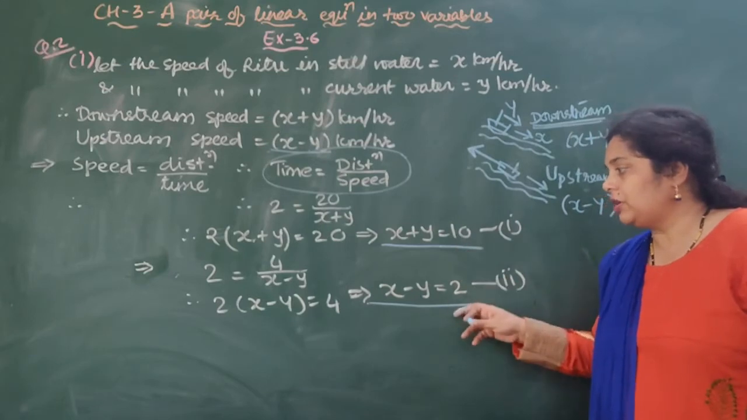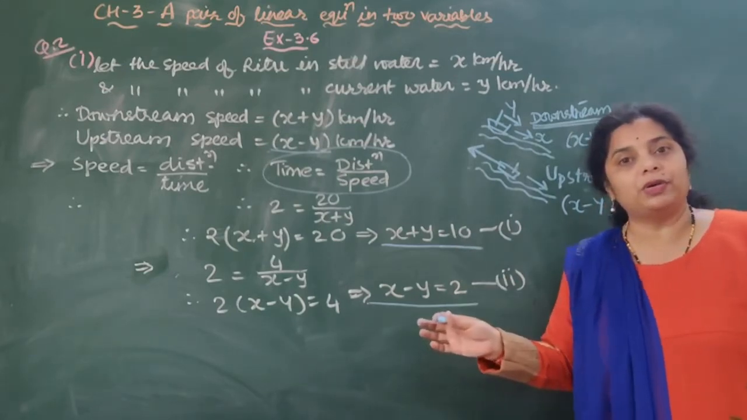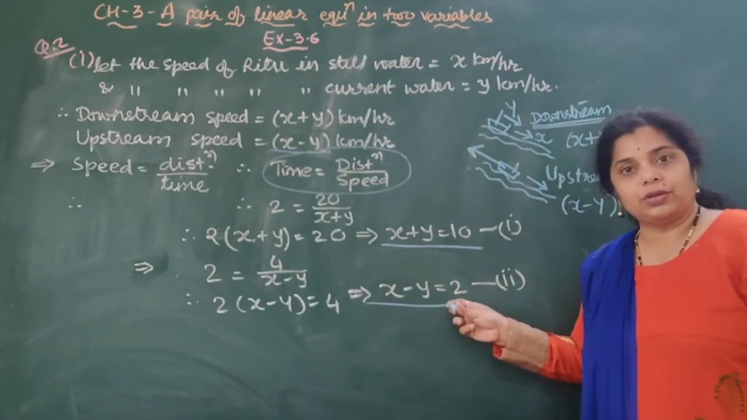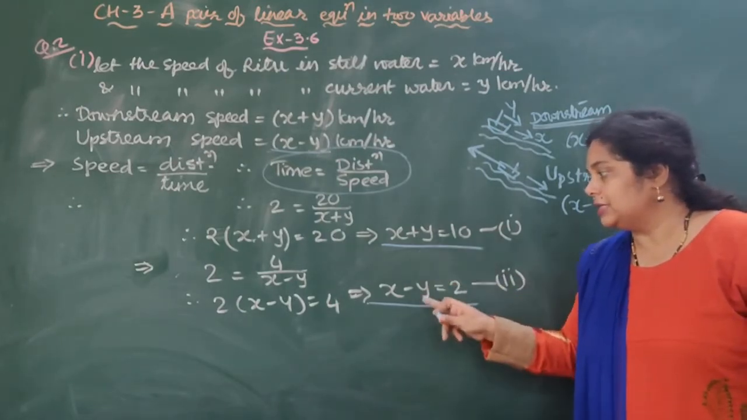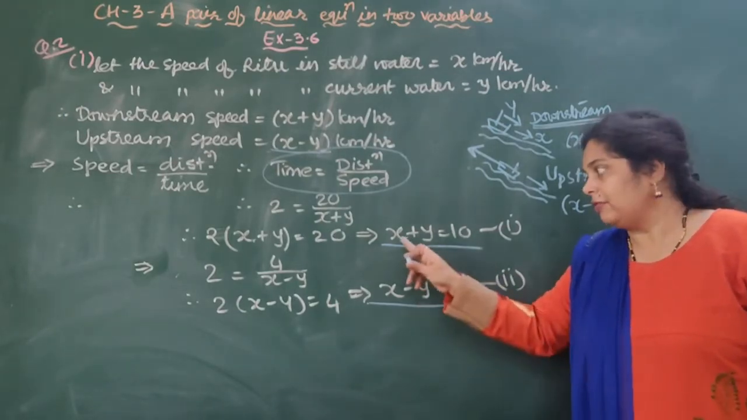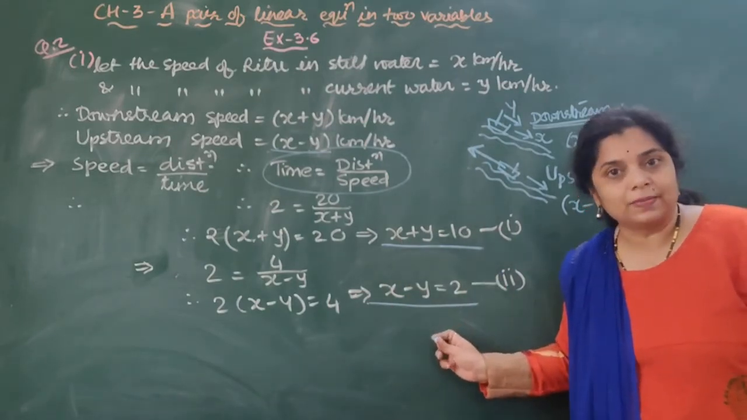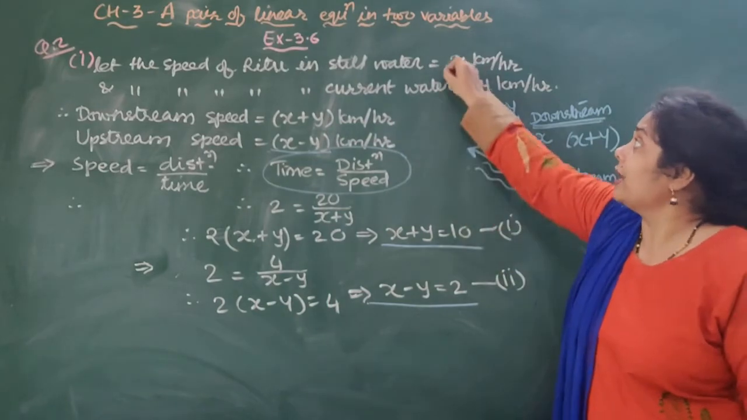By looking at both equations, which method can you prefer? Elimination method. Simply add these two equations, so we can easily eliminate the y variable and we get 2x is equal to 12. Therefore x is equal to 6. It means the value of x is what?